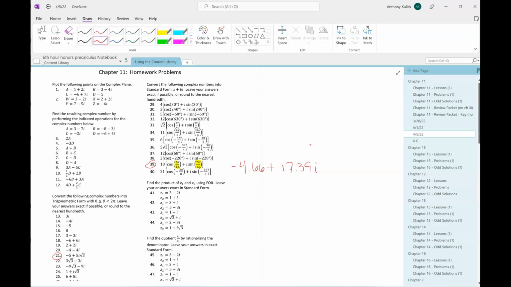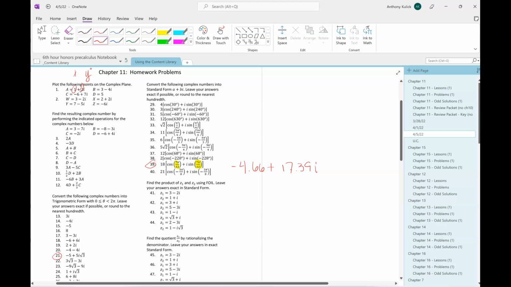Zach? Can you do number 1? Plotting these things? Yeah. It's just like, this is your x, and that's your y. That's it. Is that good enough? Yeah. Okay.